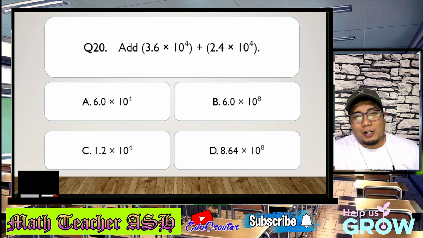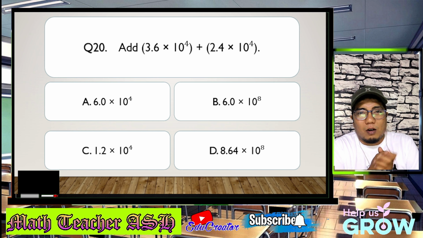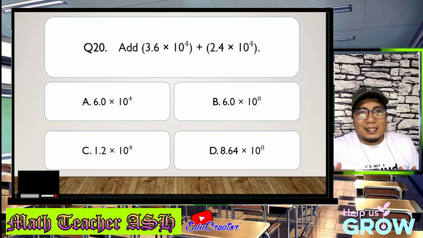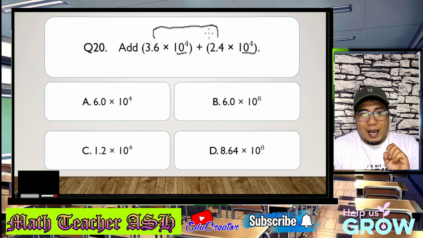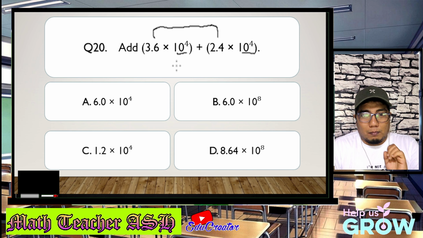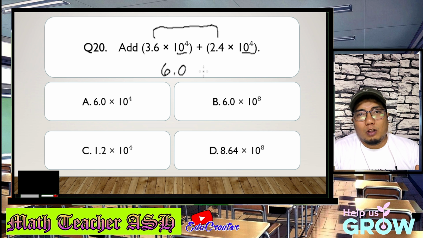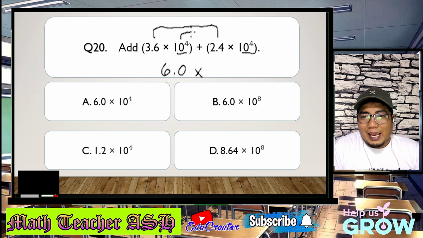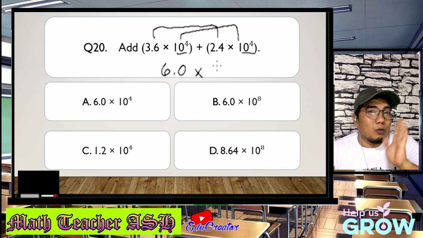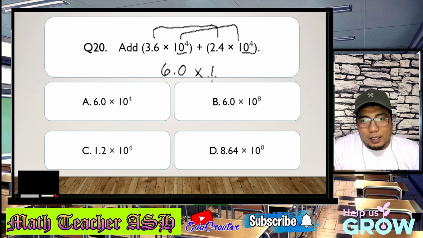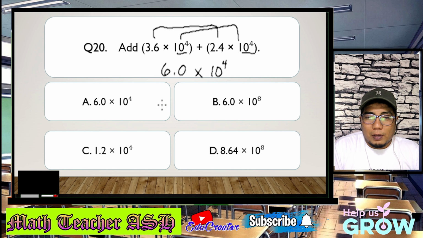All right, my dear math learners, in adding scientific notation, there is a rule here. You must have the same powers. Since in our given problem we have the same powers, 10 to the 4th power and 10 to the 4th power, you can immediately add your significant numbers. So 3.6 plus 2.4 would give you 6.0. Now, what will happen to your power? Since the power is the same, you don't need to add and you don't need to subtract, you just copy. 10 to the 4th power. So that will become letter A.